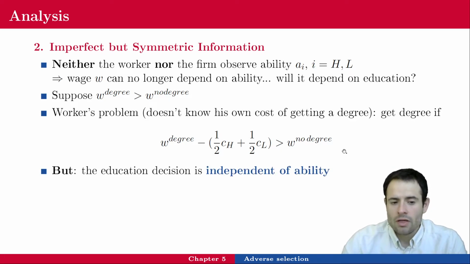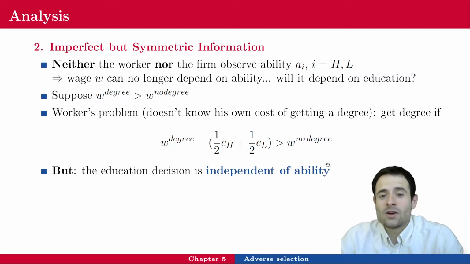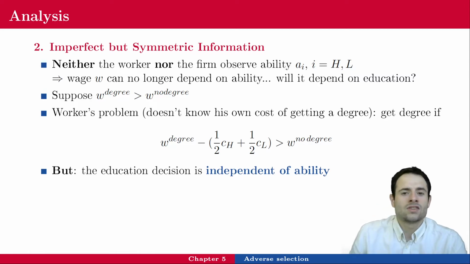Note here that the education decision, what a worker will decide to do, is independent of ability. Why? Because he doesn't know his own ability. He doesn't know his own potential. So he cannot base his decision on his own ability.